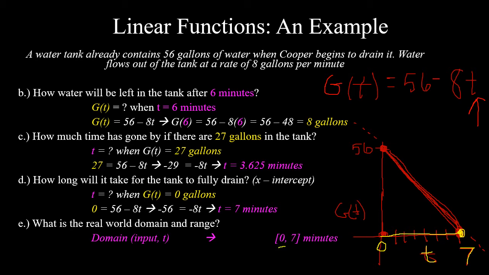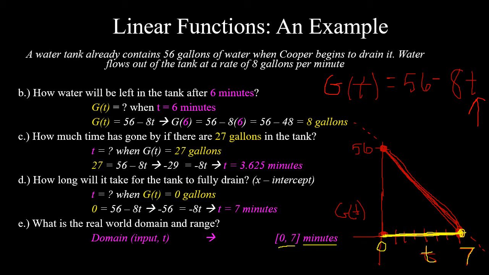So our domain is from 0 to 7, and you always want to use the label, the units, minutes, okay? And if you didn't know that, that's why I say drawing the graph is really helpful, because you can clearly see that your inputs go from 0 to 7 and then stop, all right?